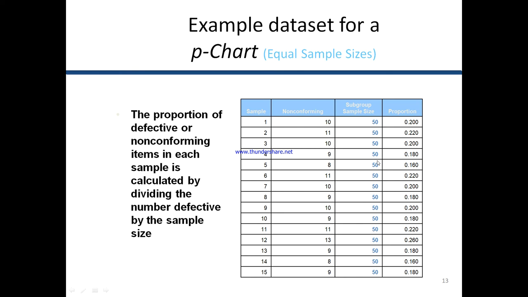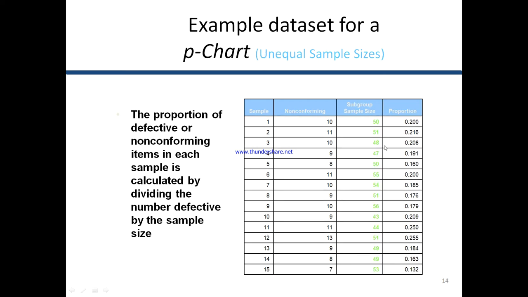So when you're constructing the P-chart, the first thing is you have to calculate the proportion. If you take the first sample, there are 10 defectives and the sample size is 50, so you take 10 divided by 50, that is 0.2. For the second sample, 11 divided by 50, that is 0.22. For the third sample, 10 divided by 50, 0.2. Likewise, since you have the same sample size for each and every sample, you take the number of defectives and divide it by 50 to calculate the proportion value.